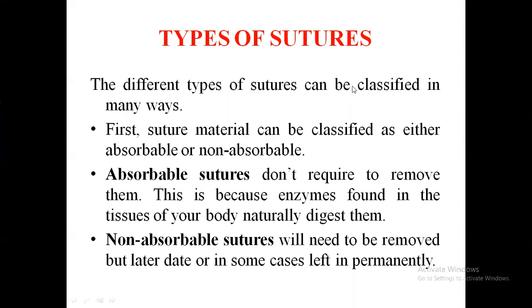And then moving on to types of suture. Okay, we have different types of suture. And suture material can be classified as absorbable and non-absorbable. In the broad classification, we have absorbable and non-absorbable. Absorbable is something which is digested by our body. By some kind of hydrolytic enzymes, it is absorbed in our body. And non-absorbable ones need to be removed.